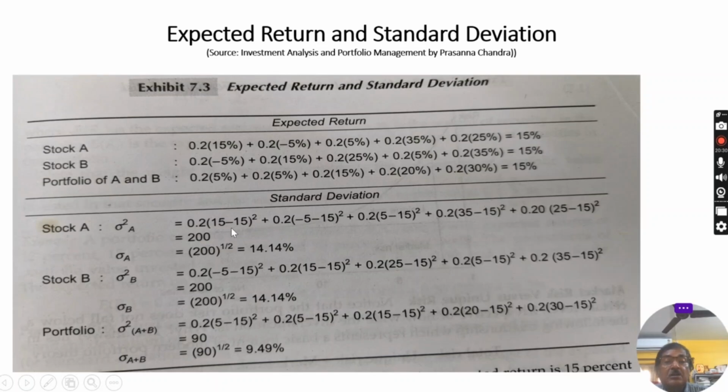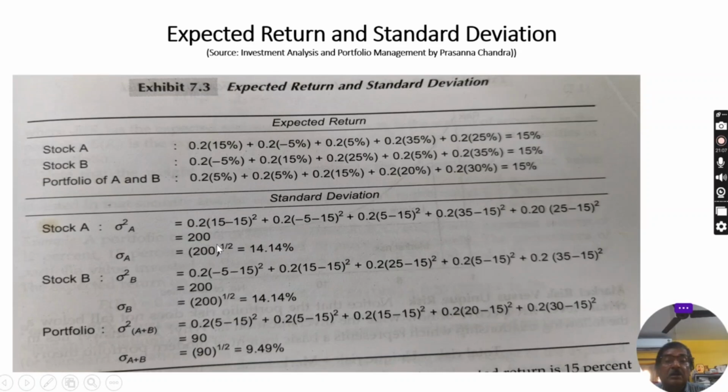That is calculated here numerically or quantitatively. Sigma A square is the variance and sigma A is the standard deviation. The formula, I have already discussed in my previous video, is how to compute the standard deviation in a probabilistic situation. The same process and formula has been applied here. The mean, the expected value, is 15%, so this is the return minus expected return, whole square, into probability 0.2. In this way, for each case the deviation is calculated and squared.